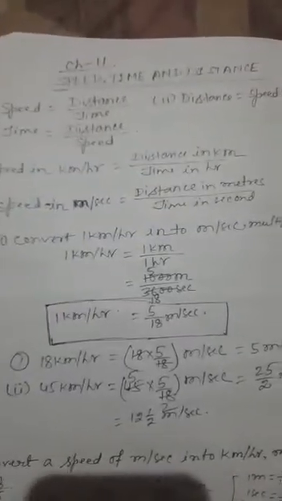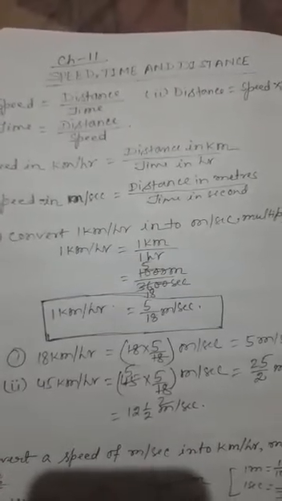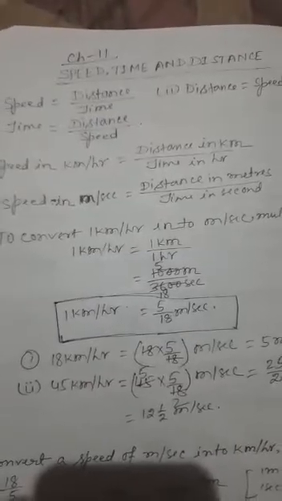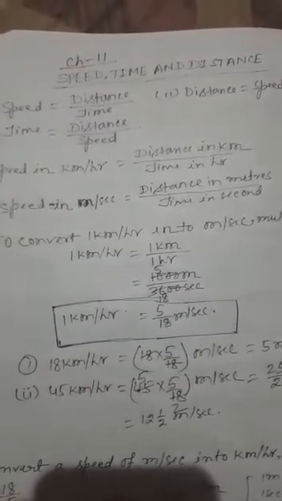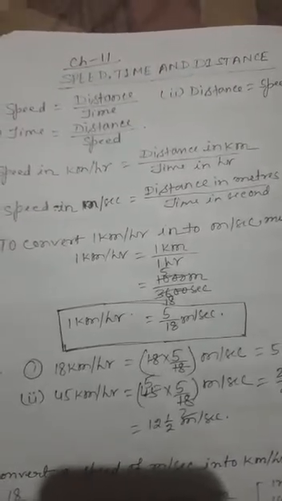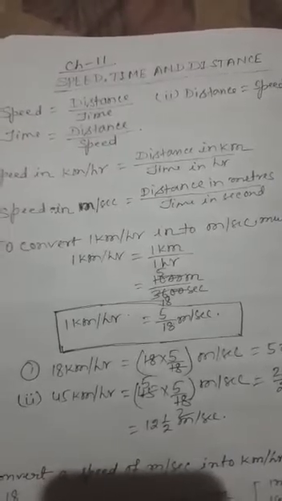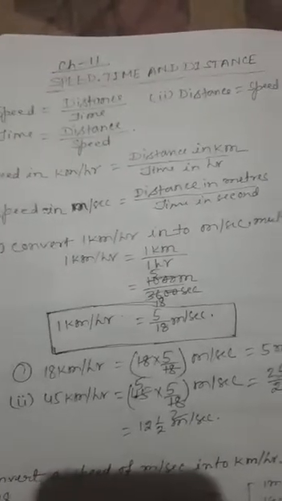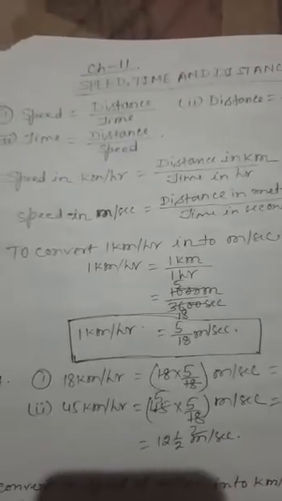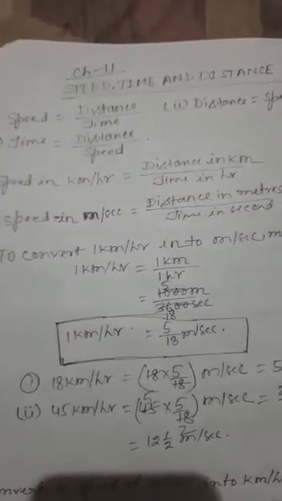Once again, I want to tell you the formula to find speed, time and distance. Speed is the rate of change of distance, that is distance traveled by a moving body in unit time. Speed is equal to distance by time. If you want to calculate distance, if speed and time are given, we simply multiply speed into time. And if you want to find time, time is equal to distance by speed.